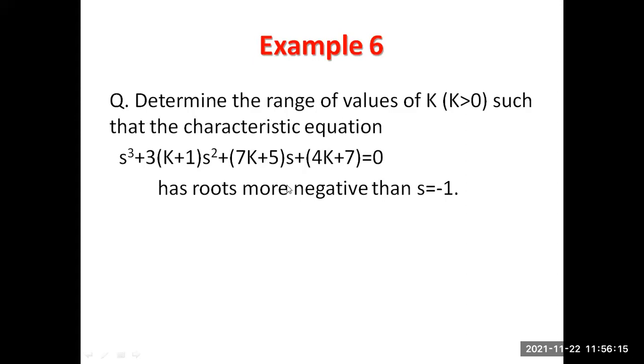So here roots are more negative than s equal to -1. That means all your roots are lying to the left of s equal to -1. So in this case, we need a substitution method. So s will be equal to z minus 1. In this equation, you substitute s equal to z minus 1, form the Routh array, and from that you calculate the range of values of k. Okay, please do it.